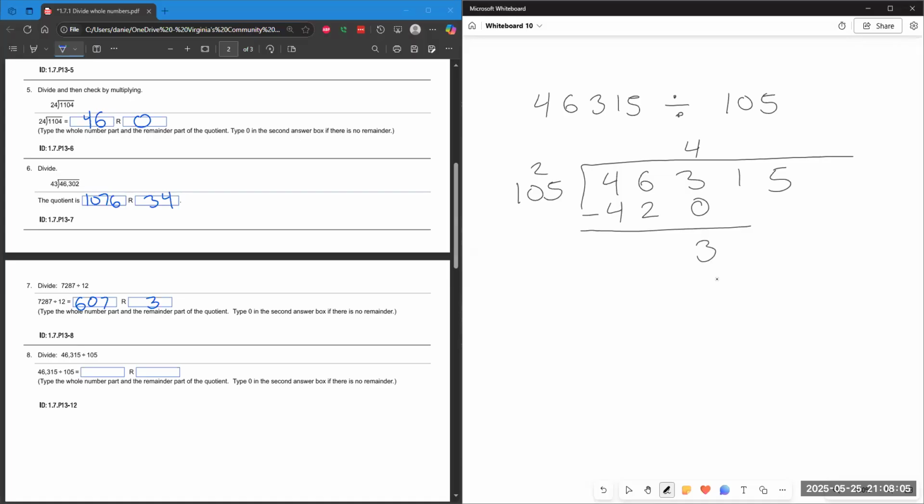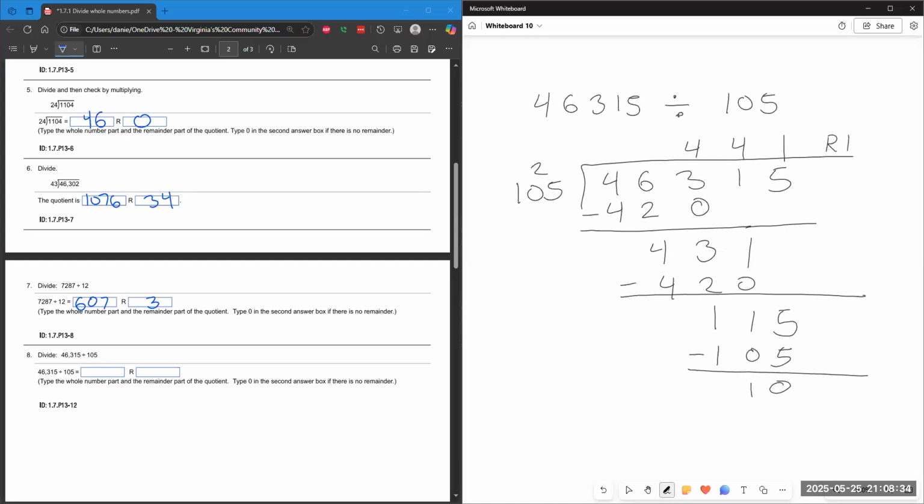3 minus 0 is 3. 6 minus 2 is 4. Let's bring down that 1. Let's try another 4. It gives me 420 again. And that gives me 1 and 1. And then bring down that 5. Now 105 is going to go into 115 one time with a remainder of 10. That's 441, remainder 10.